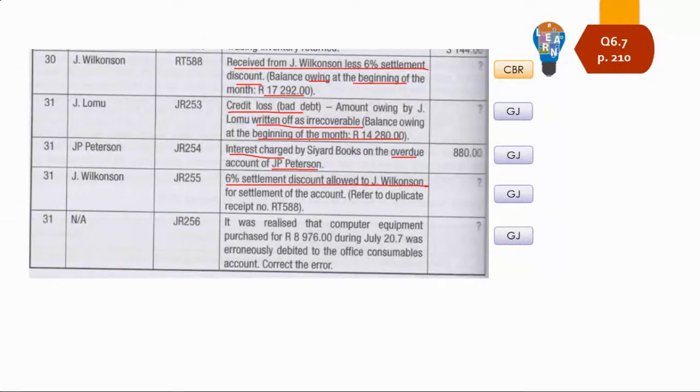And then the last one is we realized that computer equipment purchased for 8,976 in July 2007 was debited to office consumables in error. Now remember, when we debited that, we would have excluded the VAT in here. So when we do the correction, it will be the amount excluding VAT.